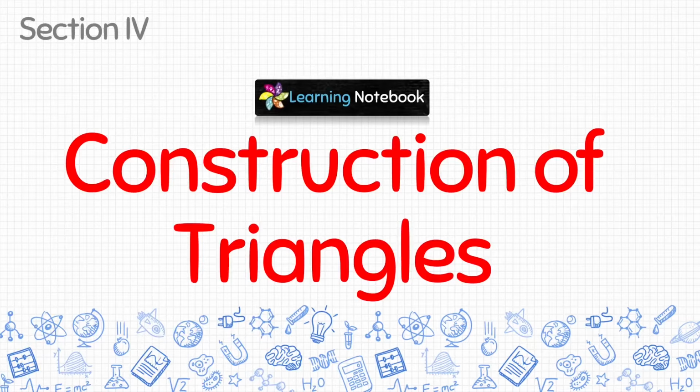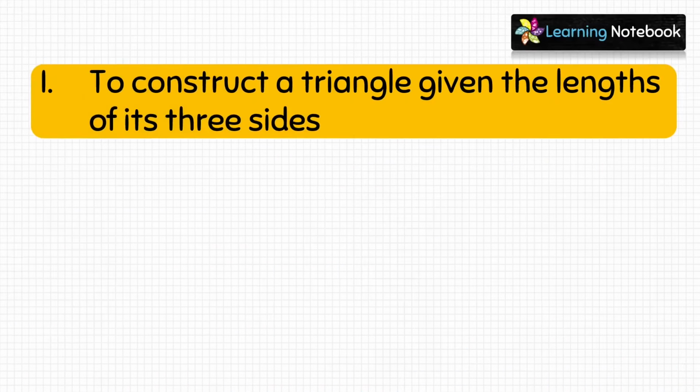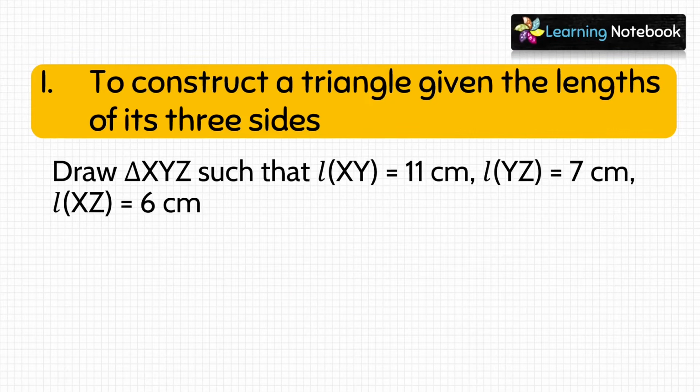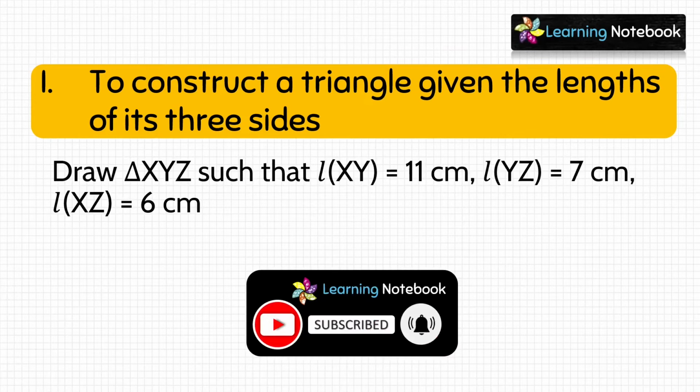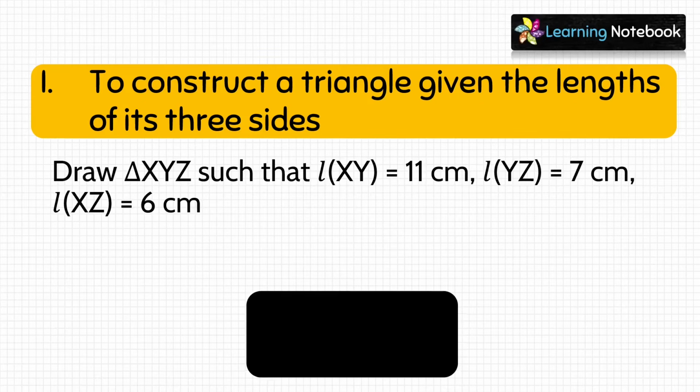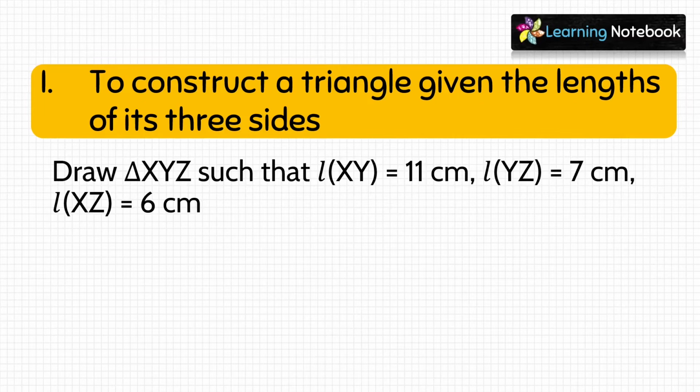Now, let's start with construction of triangles. First, we will learn how to construct a triangle when the lengths of its three sides are given to us. Question is, draw a triangle XYZ such that XY equals 11 cm, YZ equals 7 cm and XZ equals 6 cm.